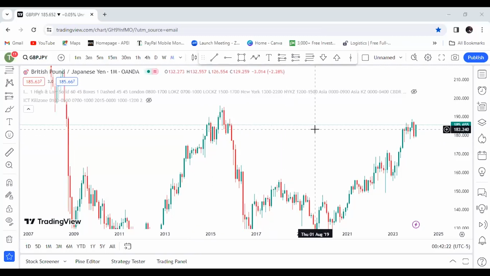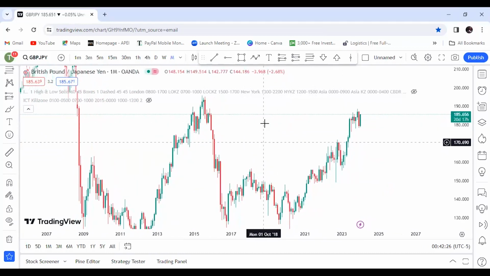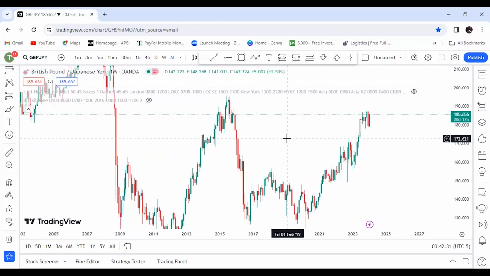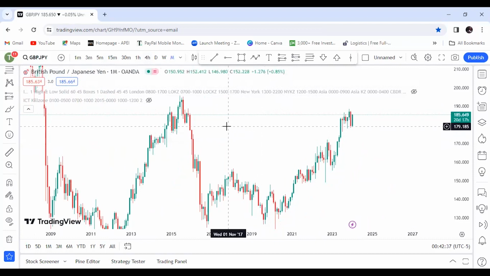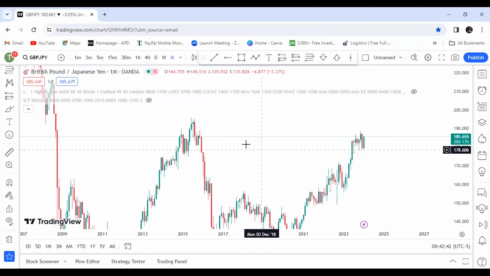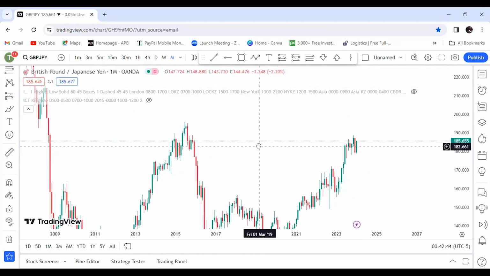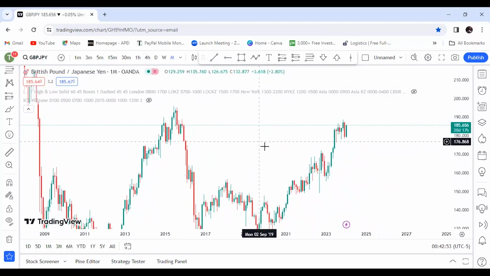Folks, this is the GBP JPY market. So we said that when you're doing a top-down analysis, we begin from the monthly time frame. So this is the monthly time frame, and the first thing that we need to do is to draw these levels, to identify levels. We want to identify levels with many touches, and also we want to look at the levels that are near the current price.